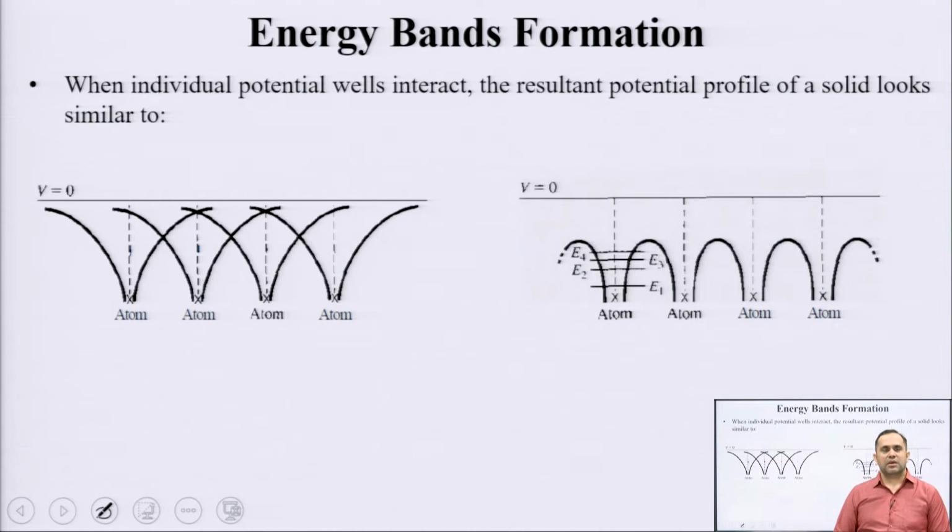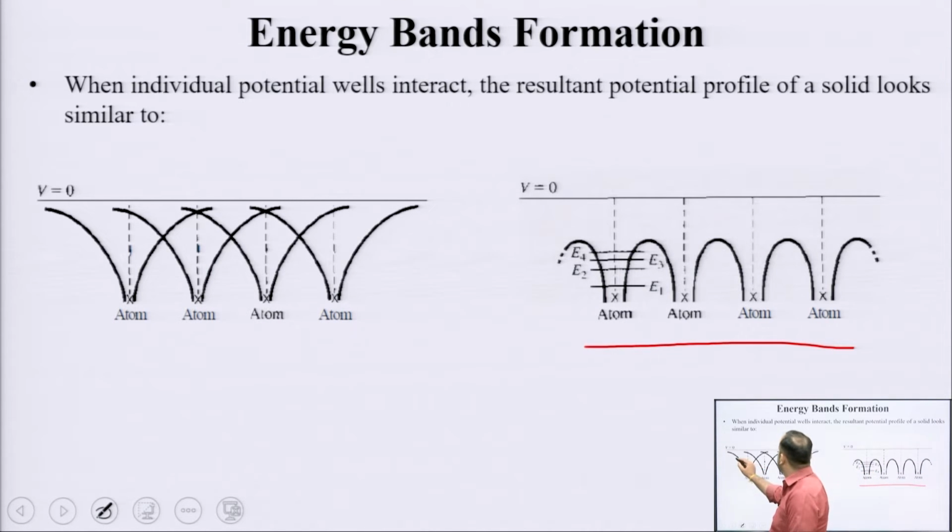Let us try to visualize this formation in terms of potential profile, so that we have a more mathematical solution. When individual potential wells start to interact, the resultant potential of the crystalline solid looks something similar to this. So, this profile here which I am marking in red, this is for a single atom.